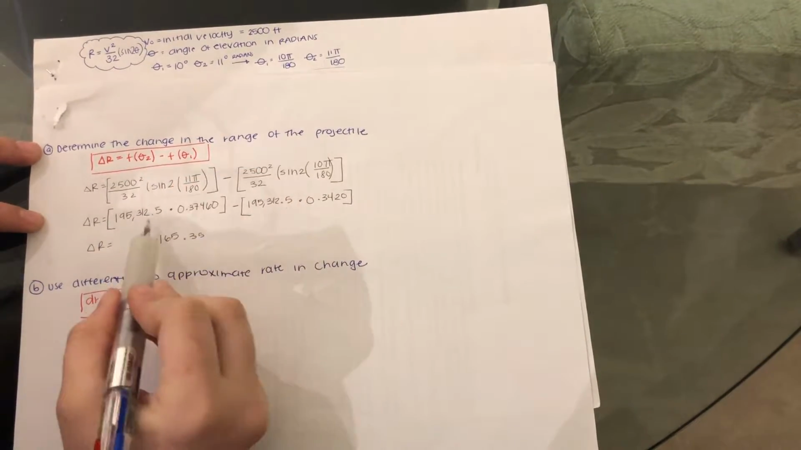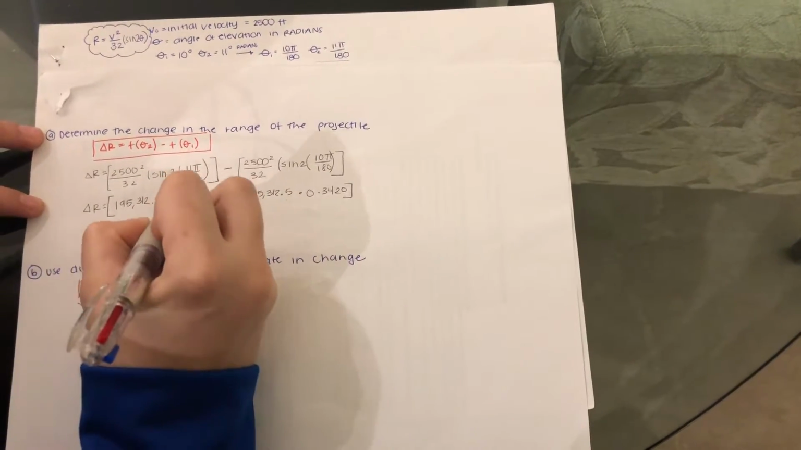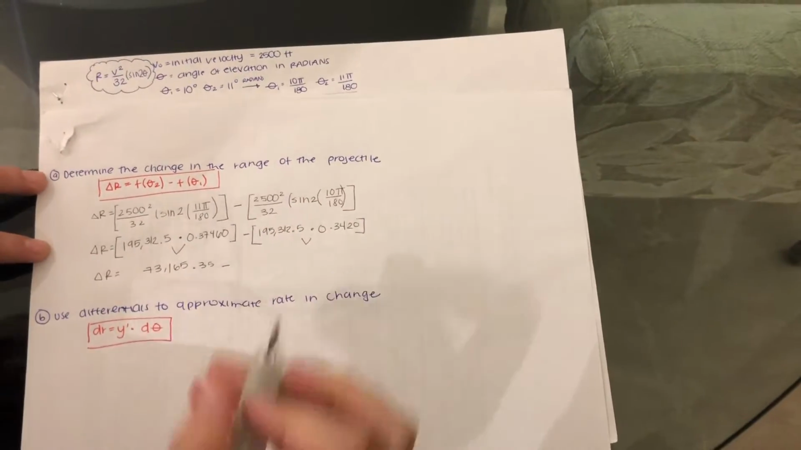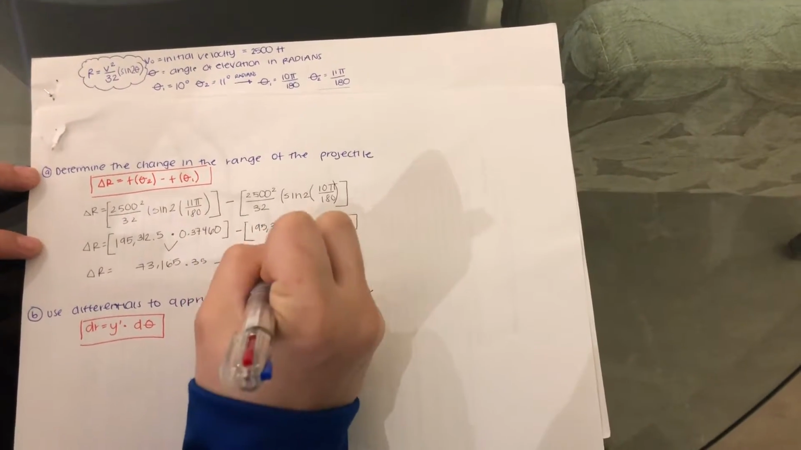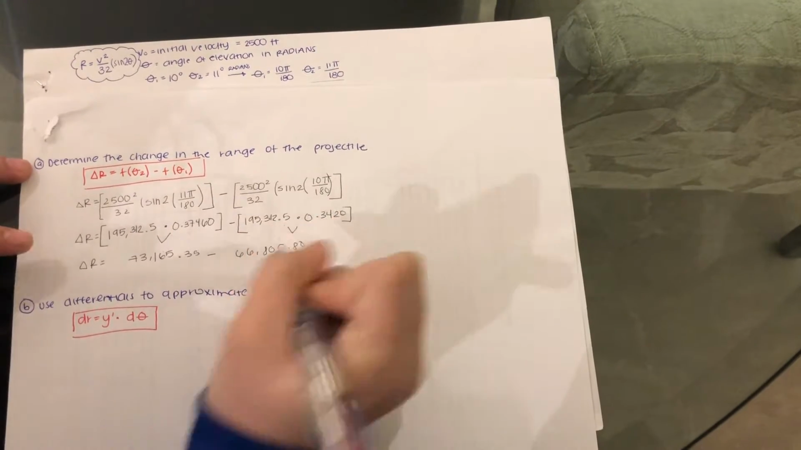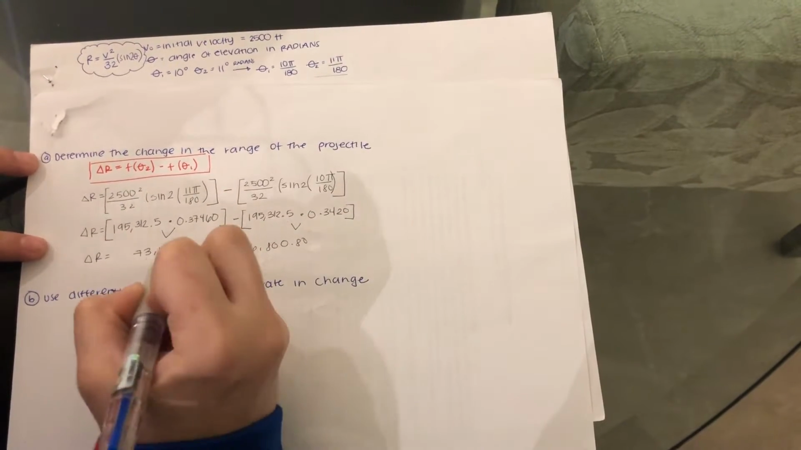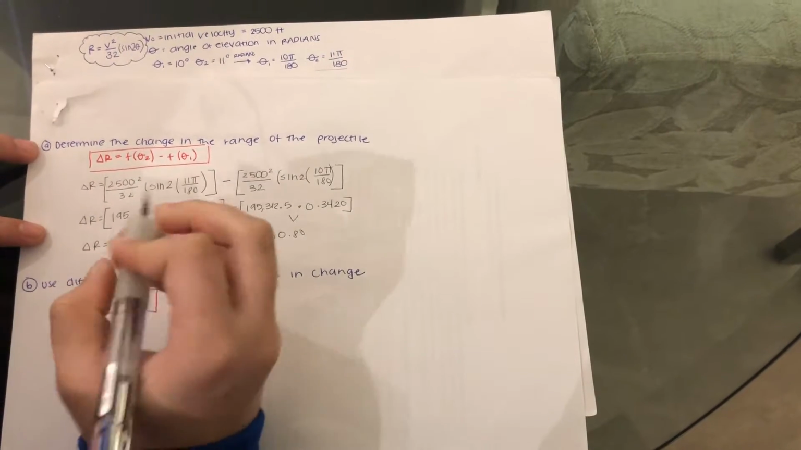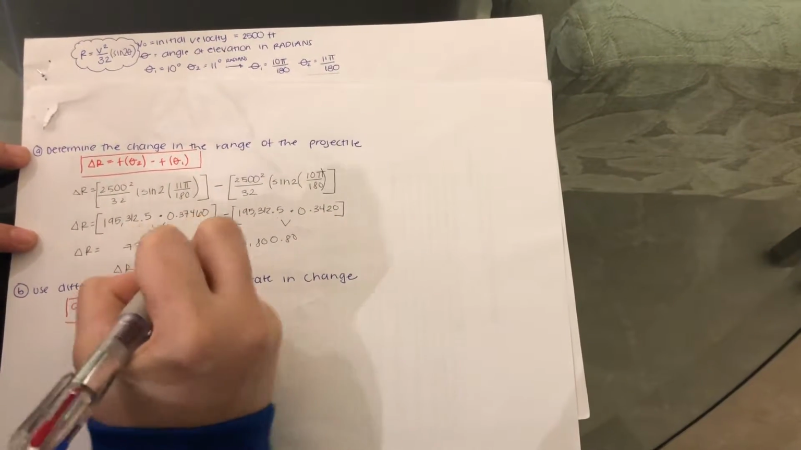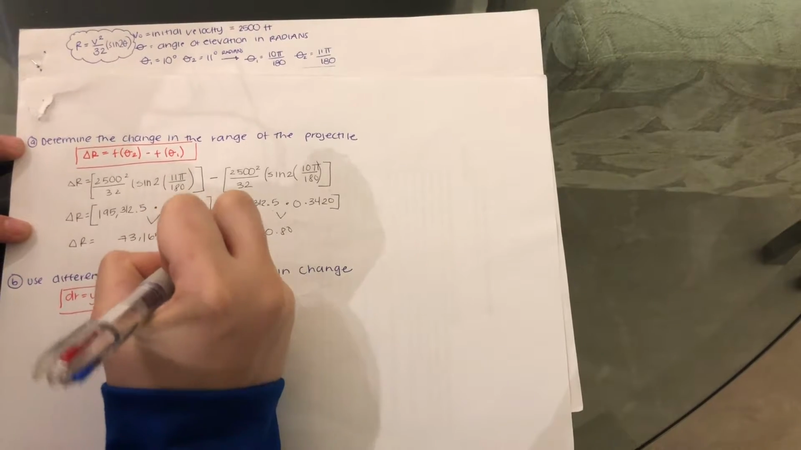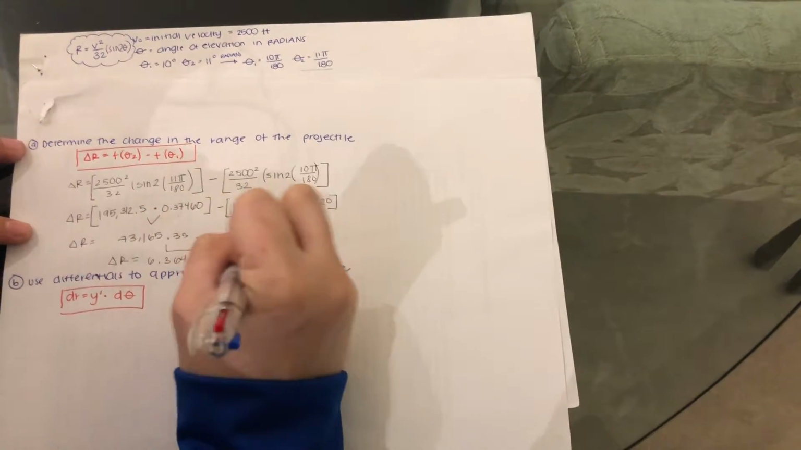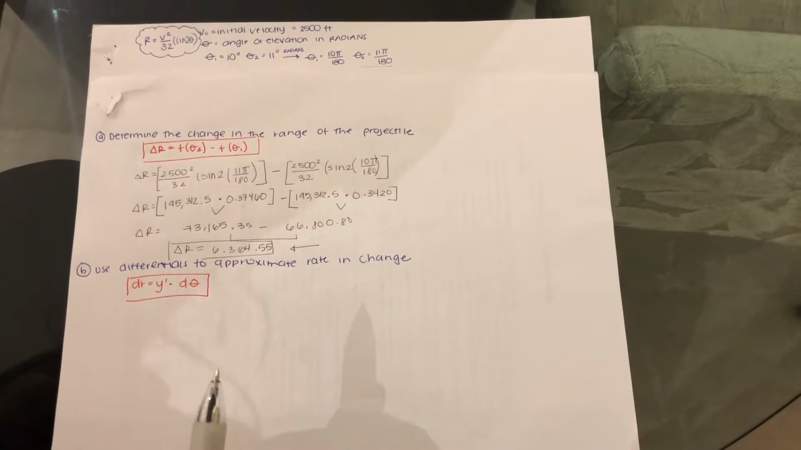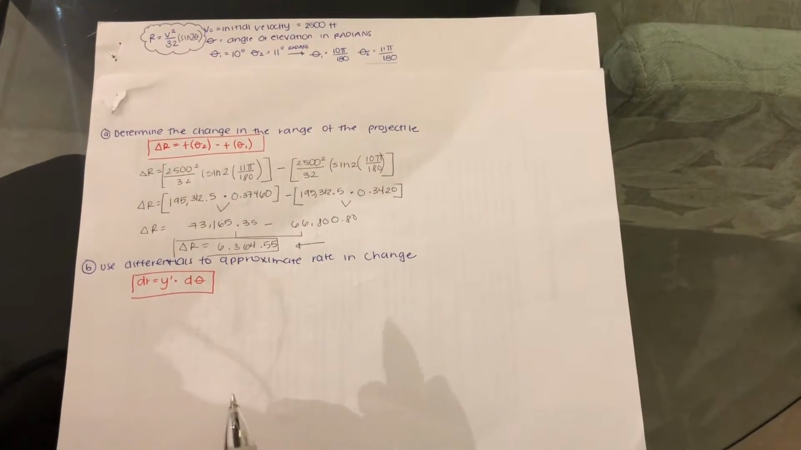73,165.35. This will be plugged in the calculator, and we will get this number, minus we plug in this in the calculator and we get 66,800.80. Then we subtract these two numbers to get our final answer, which will be 6,364.55. This as a change in range allows us to use differentials to approximate range change.